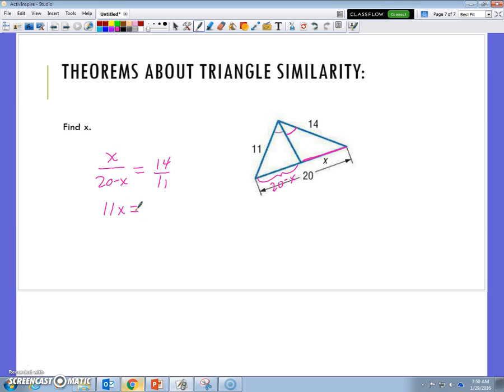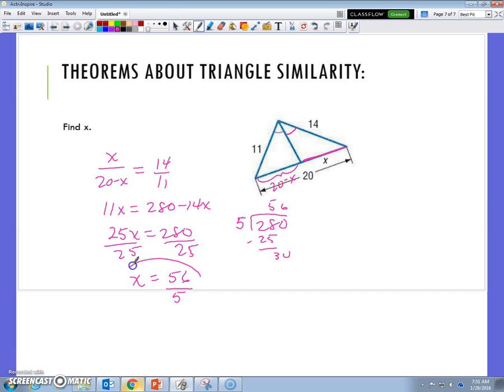11x equals 20 times 14. Let's see here, 280, minus 14x, and what I'm doing is distributing the 14 to both parts of my 20 minus x. Now I have 25x equals 280, and of course it doesn't work out perfectly again, so we're going to say x equals 280 divided by 5, good old-fashioned long division. It goes in 56 times, so 56/5 in this case. Nice fractions today, I love it. That's fine right there, just how you have it.